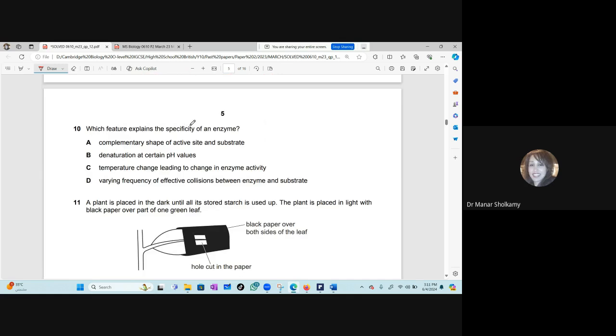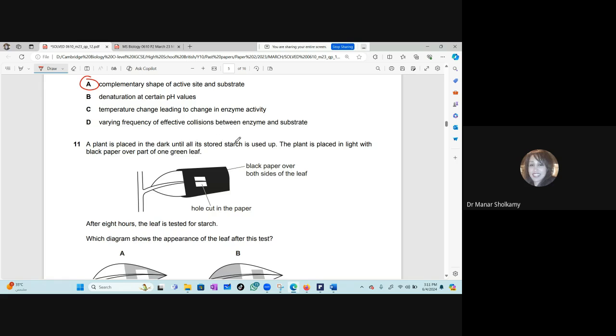Which feature explains the specificity of an enzyme? In other words, why is the enzyme specific? A, complementary shape of active site and substrate; denaturation at certain pH values; temperature change leading to change in enzyme activity; varying frequency of effective collisions between enzyme and substrate. Again, it's A, very clear. Question 10: a plant is placed in the dark until its starch is used up. This is D.